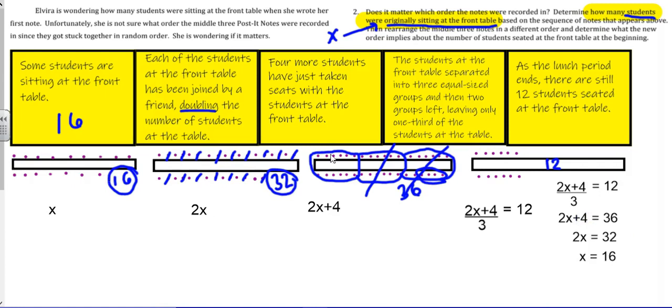When we first found the answer, we had to work backwards. And that's the exact same thing that we do when we solve an equation.